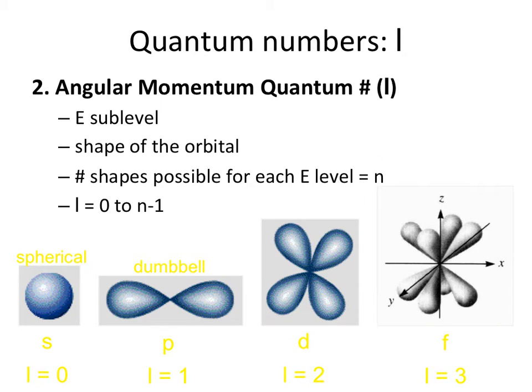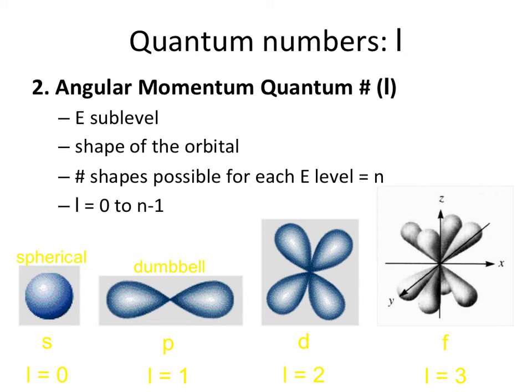So the higher in energy you go, the more possibilities you have in terms of orbital shape. The way we figure out our angular momentum quantum number, our shape, is we first look to n. We're going to have a shape that corresponds from an L equals 0 value all the way up to n minus 1.